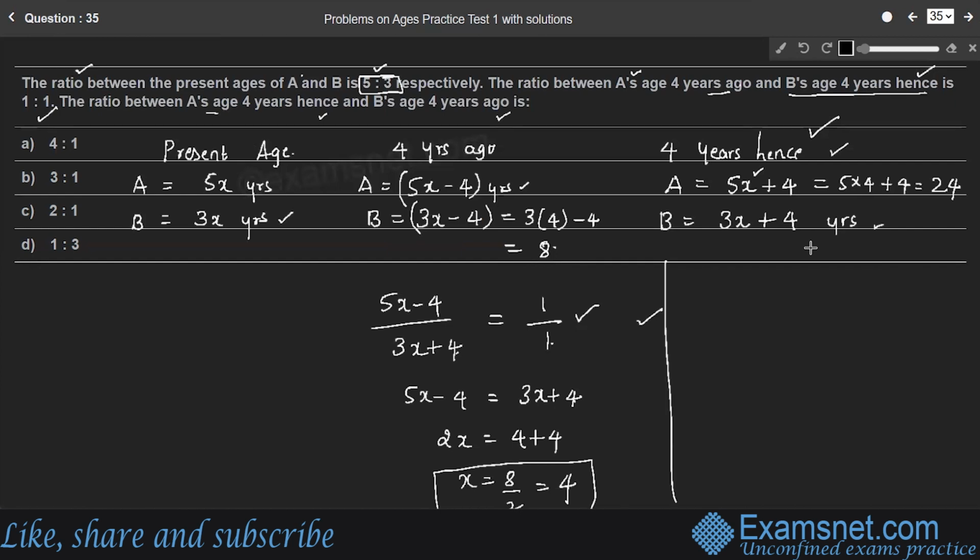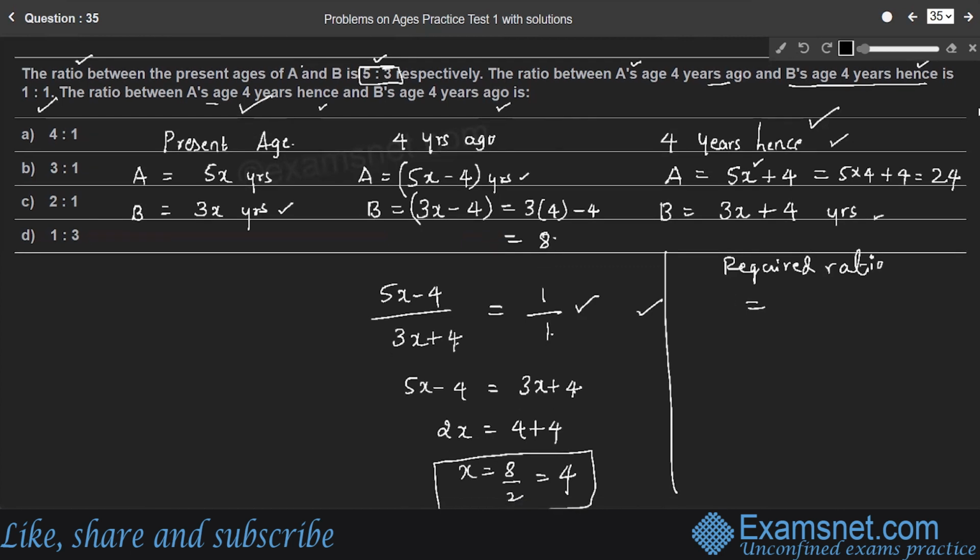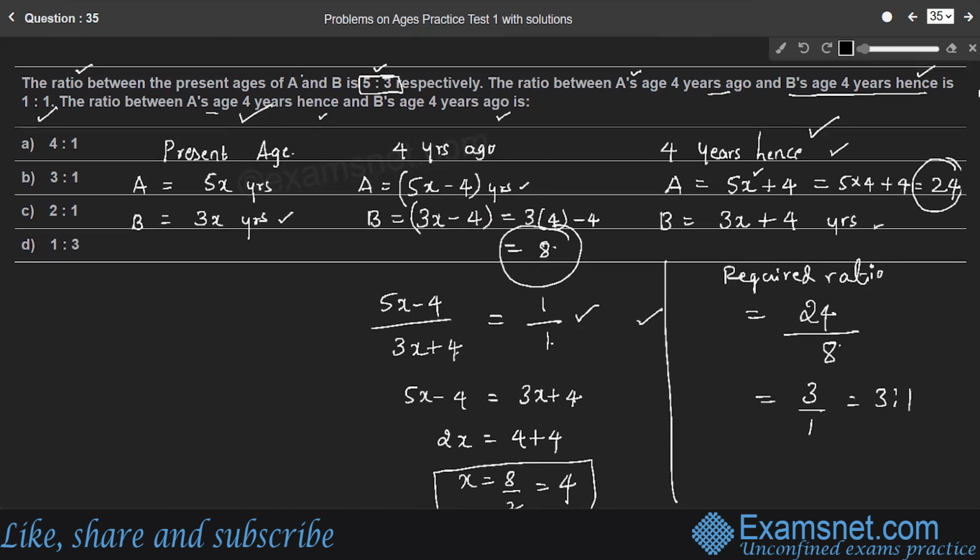Therefore, the required ratio is equal to the ratio between A's age 4 years hence, which is 24, divided by B's age 4 years ago, which was 8. Therefore, 3 is to 1. 3 by 1, or 3 is to 1, is the required ratio. Hence, option B is the right answer.